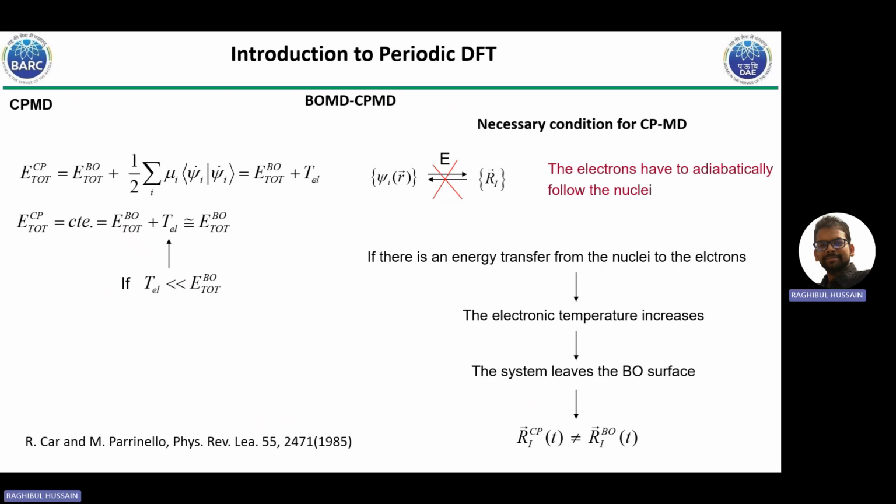So that is why this cross term is there. The electrons have to automatically follow the nucleus. Now, if there is an energy transfer from the nucleus, I am telling you, the electronic temperature increases and the system leaves the BO surface, and then this is not valid. So you have to always see that you are maintaining the condition of the BO, the Born-Oppenheimer approximation. Those who are interested, there is a very nice paper in Physical Review Letters. You can go through that later. It is nicely presented by CPMD.